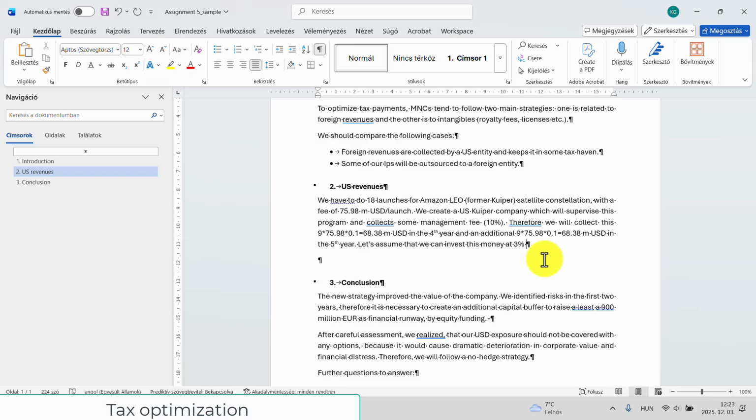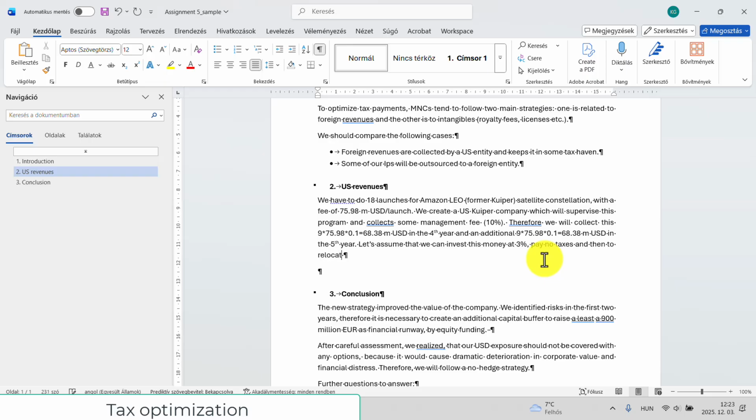And then to relocate it to France at the end of the fifth year.